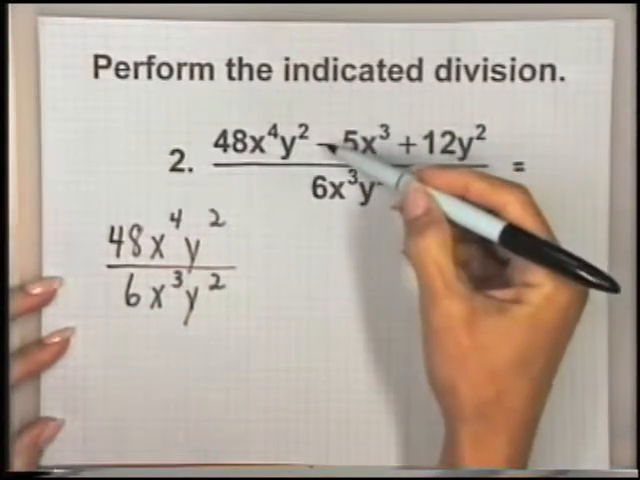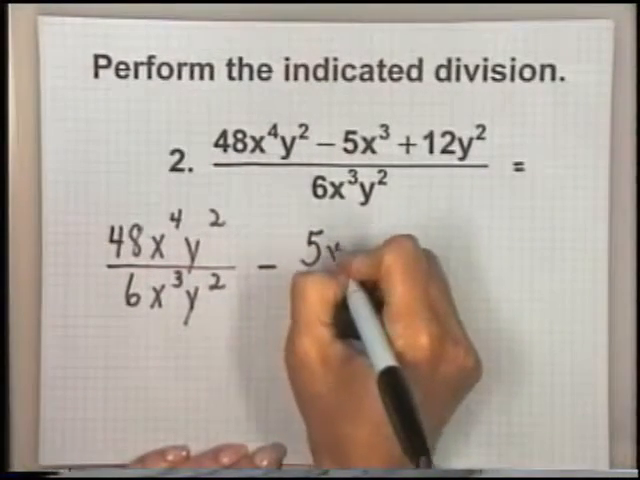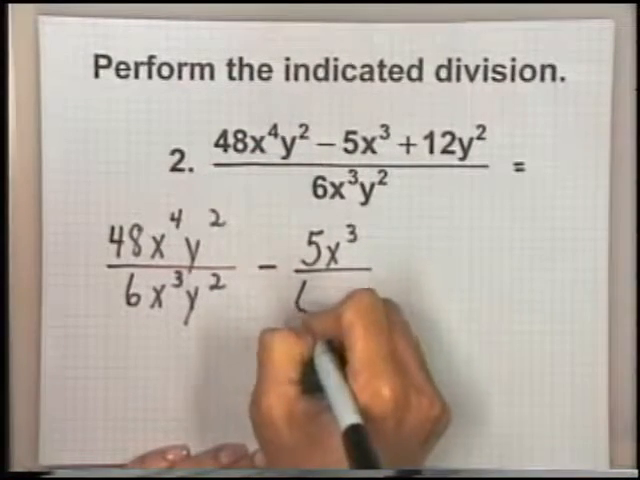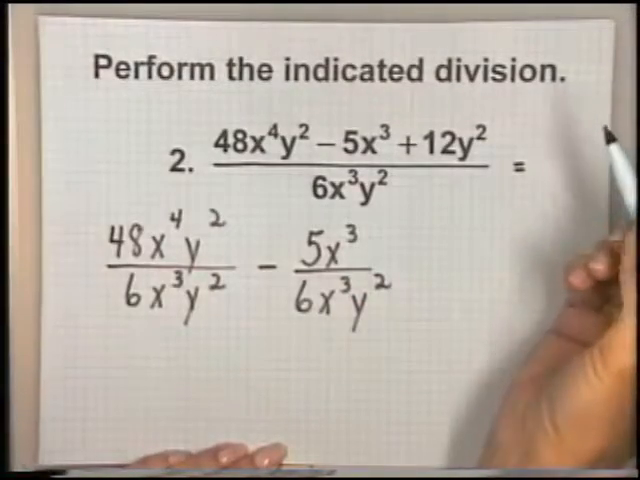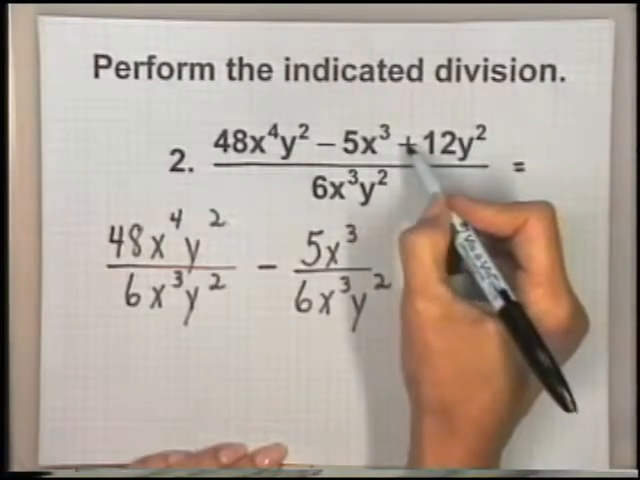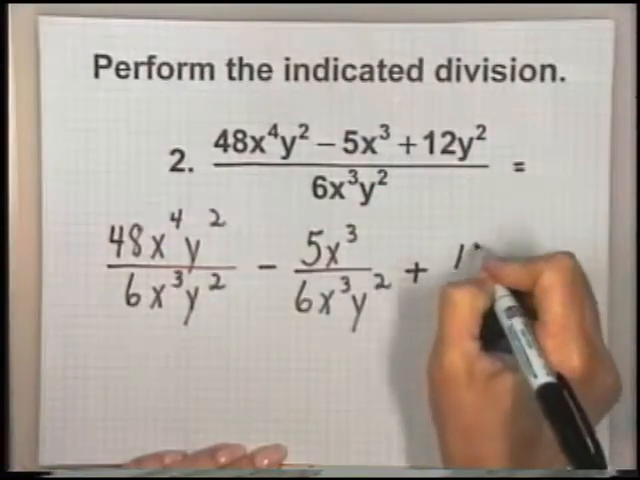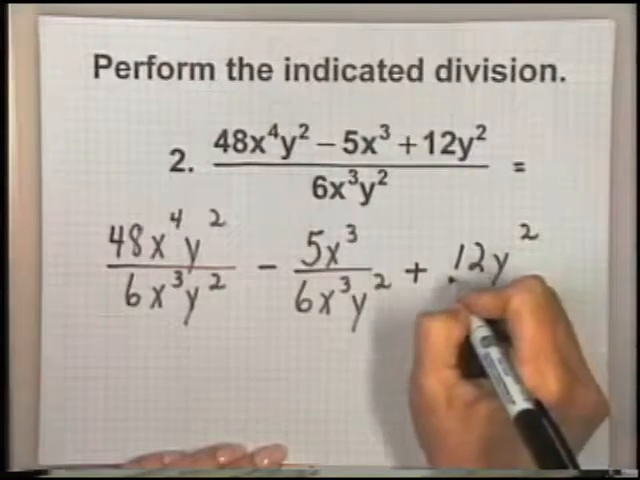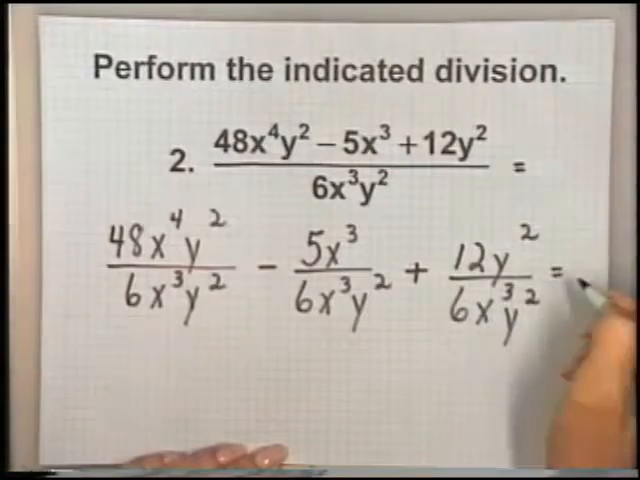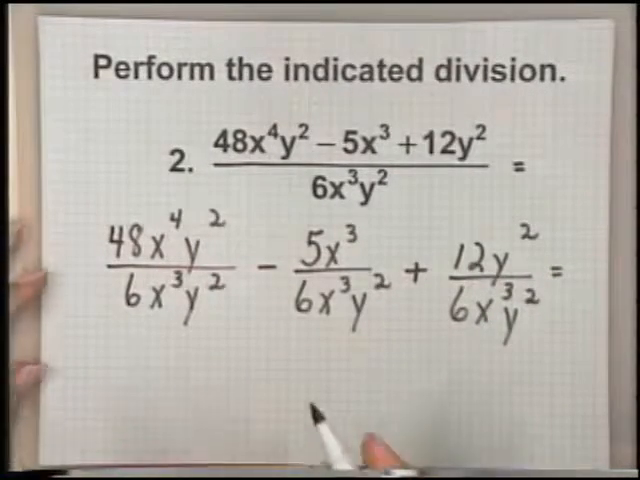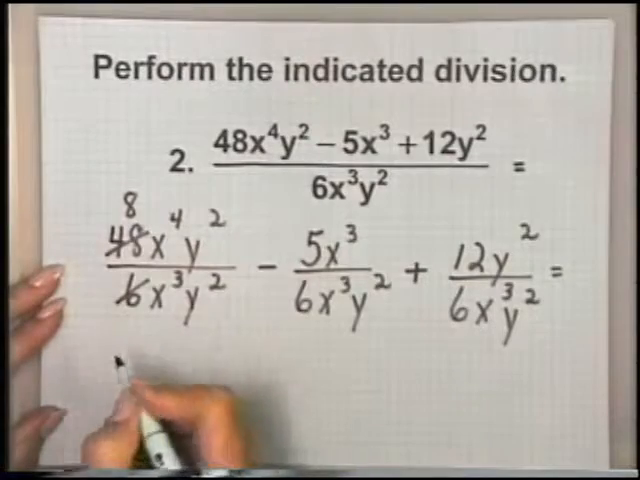For my next term, a negative divided by a positive results in a negative. I'll have 5x cubed over 6x cubed y squared. And for my last term, I have a positive over a positive, which will give me a positive. So I'll have 12y squared written over 6x cubed y squared. Next, I will reduce each of these fractions. I will say 6 goes into 6 once and into 48 8 times.